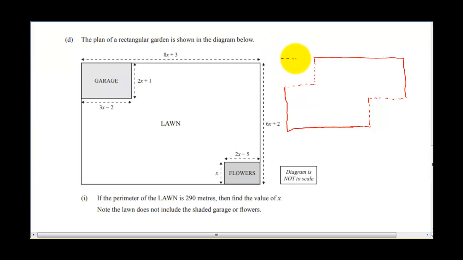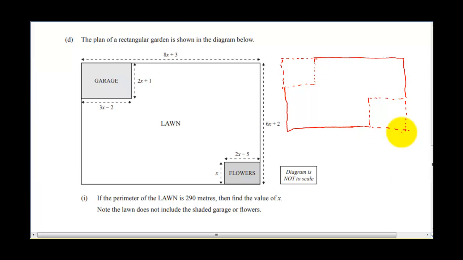So I'm going to draw a dotted line. Now notice the length here is also the same as the length here. Same thing applies to this part. This length here is the same as the length here, and also the length here is the same as the length here.